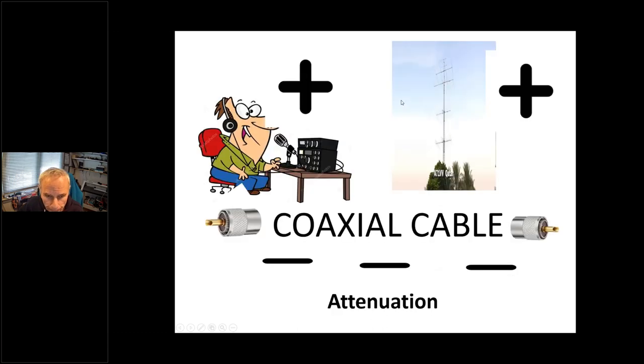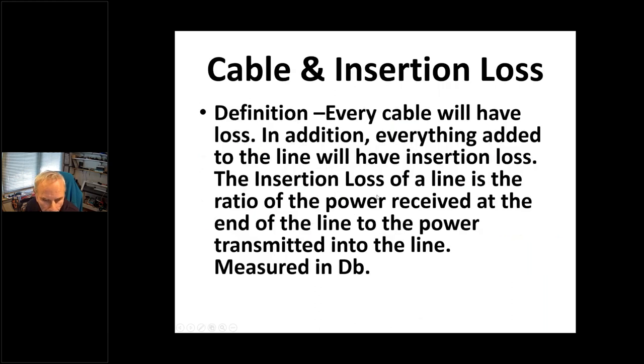Okay, a transmitter is producing the power. An antenna is usually taking that power and at least sending out a similar amount of power or actually increasing the power. But a connector, the coaxial cable, everything that goes through that cable is going to take away from our power, and that is called attenuation. And attenuation, as we'll see, is measured in dB losses.